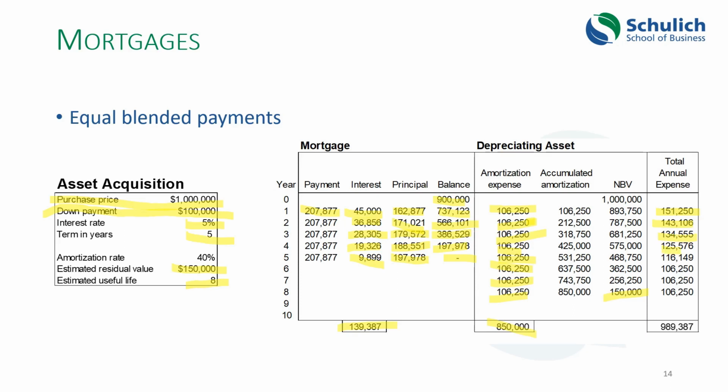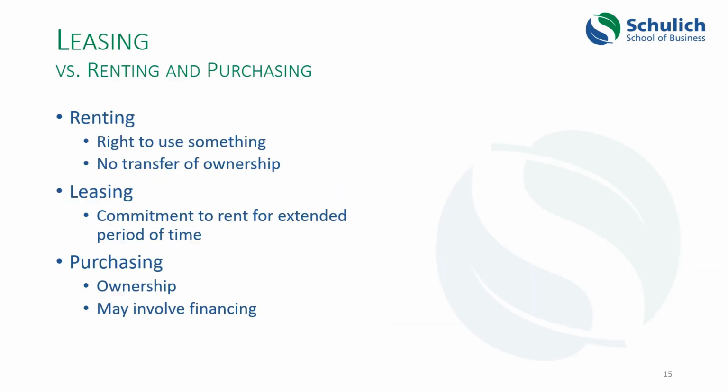And each year is a total expense hitting your income statement until the last few years, when the loan has been paid off and you only have the $106,000 amortization expenses hitting your income statement. Let's turn our attention to leasing.